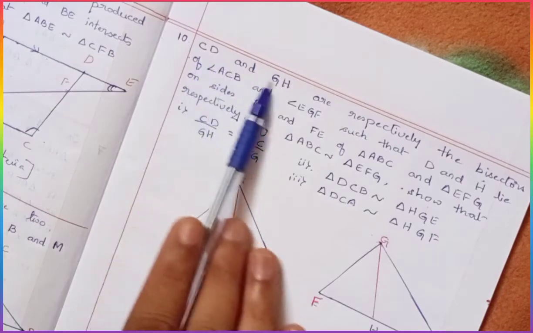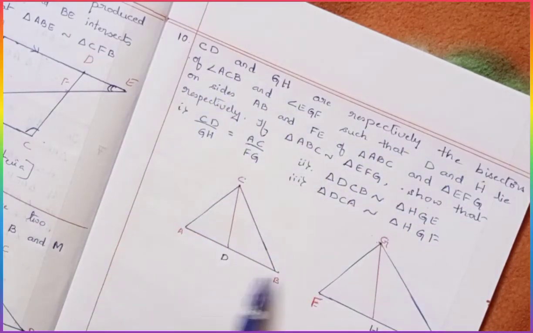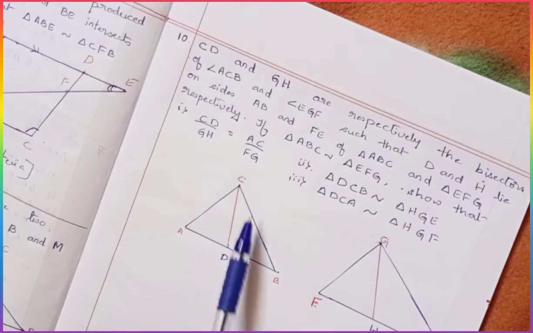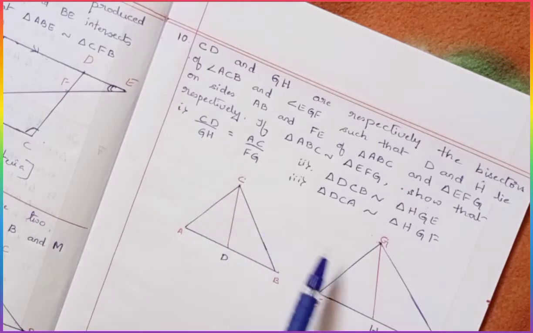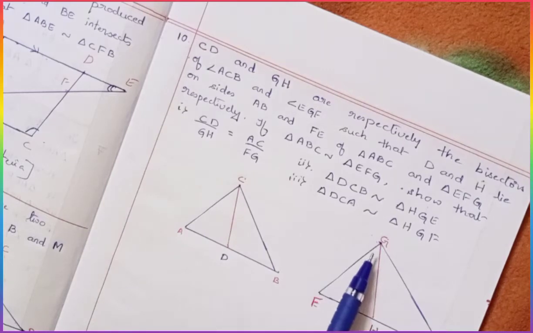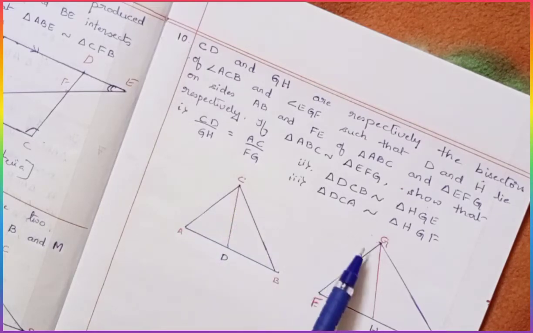What they are saying, CD and GH are respectively the bisectors of angle C and G. So CD is the line in triangle ABC and GH is the line in triangle EFG, where CD is bisecting angle C. Bisecting means what? Dividing the entire angle of C into two equal halves. And GH is also bisecting the angle G. So corresponding angles, angle A is equal to angle F, angle B is equal to angle E. That means obviously angle C will be equal to angle G.